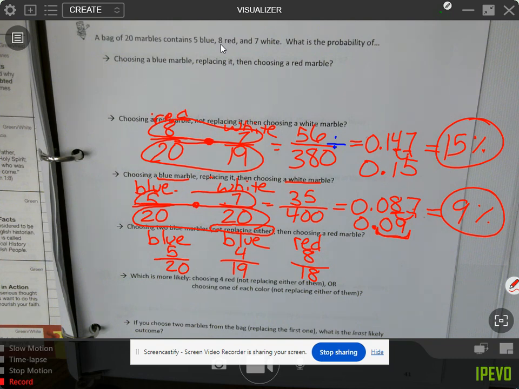What's my last step? We have to multiply all of them. So I need to do 5 times 4 times 8. What is 5 times 4 times 8? Claire? 160. Now I need to multiply my denominators. 20 times 19 times 18. Claire?